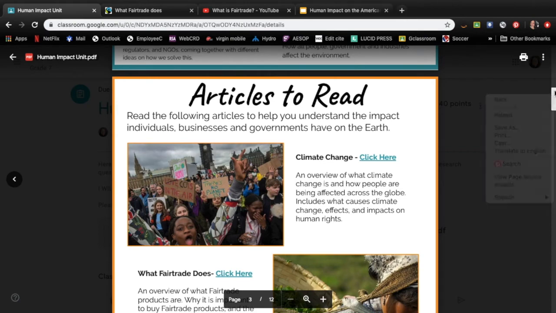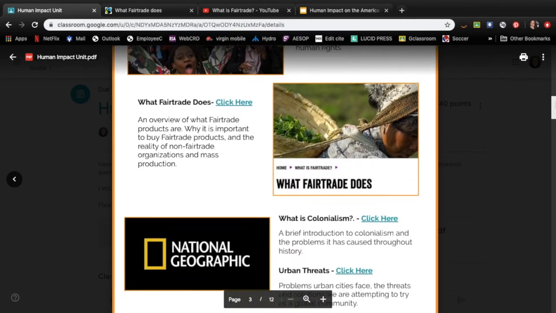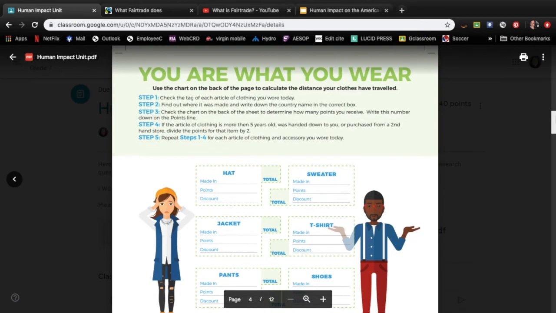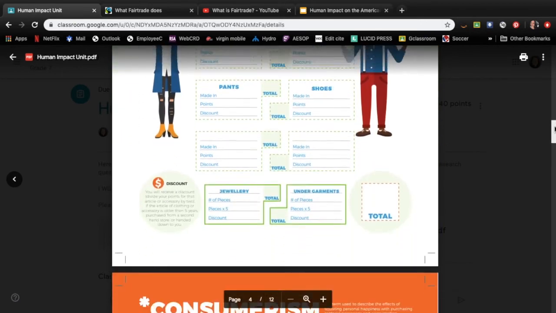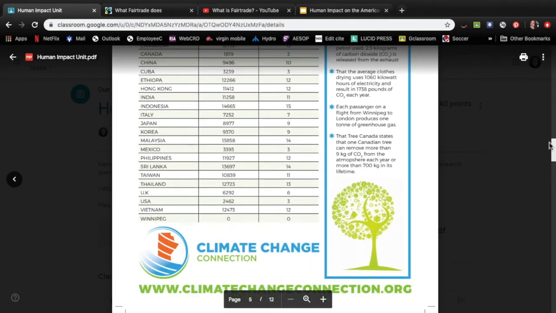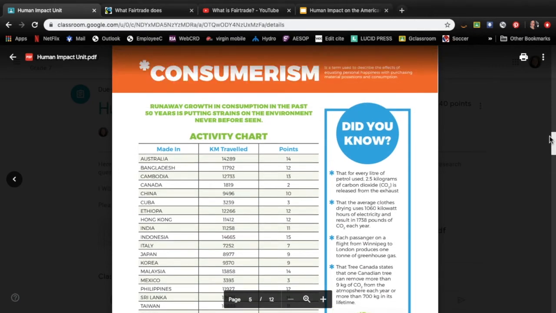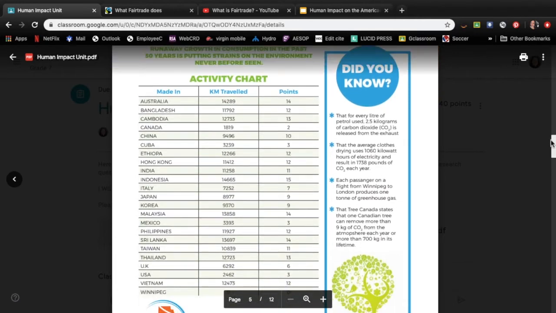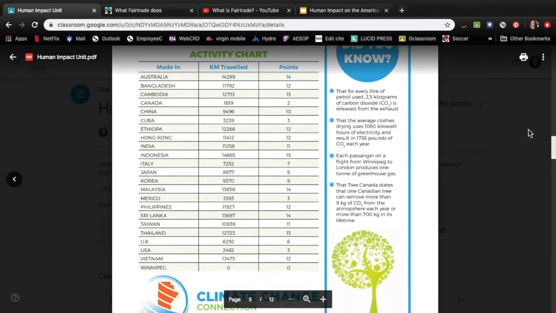The next page is this "You are what you wear" column. So this is 2 pages, and it's about how the items that we consume and the items that we wear travel really far to get where we're from. So I guarantee if you look down at your clothes that you're wearing right now, you'll notice that nothing is really made in Winnipeg. Lots of our clothes is made in Vietnam or Cambodia, China.